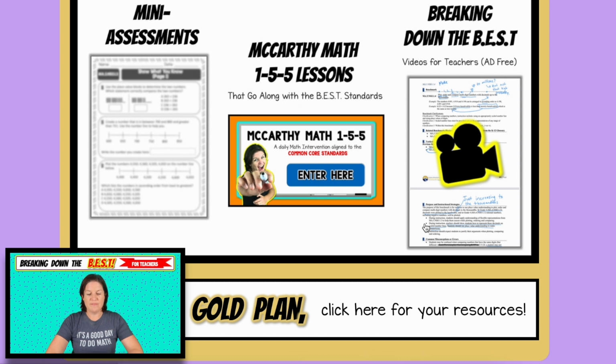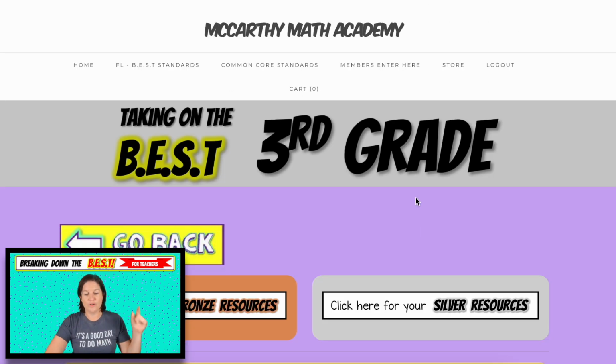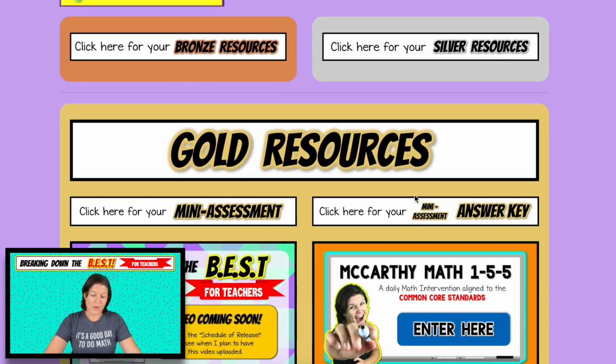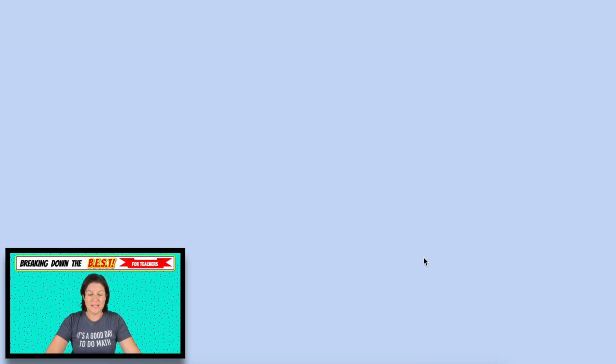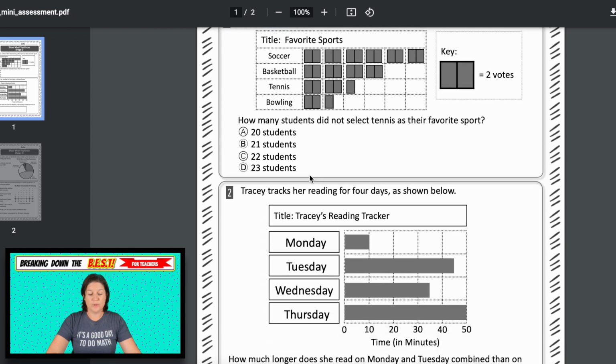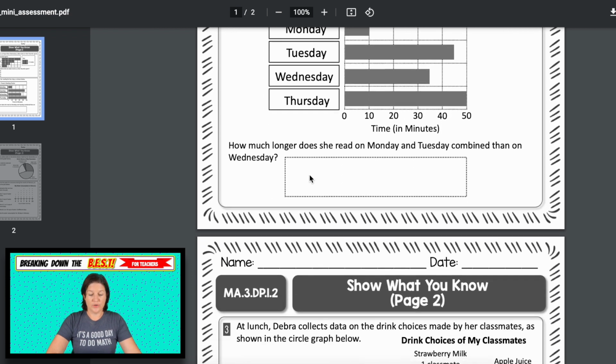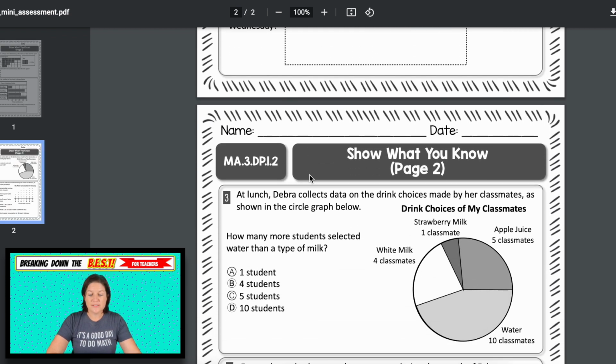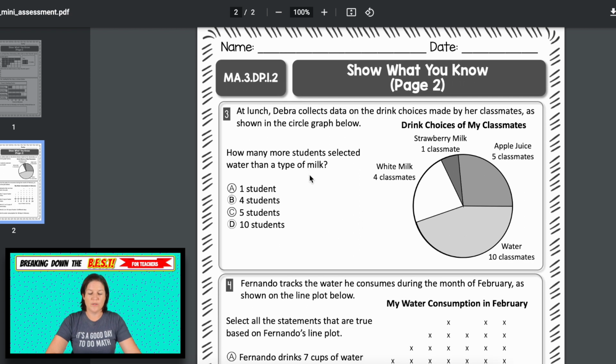If you have the gold plan, you have access to everything that we've gone over, plus even more. You have access to a mini assessment. This is for every standard. You have access to this. So you can see here's our standard right there. There's about 4 to 5 questions per standard. So they're quick. You can use them as a mini assessment, as extra practice, however you want to use them.